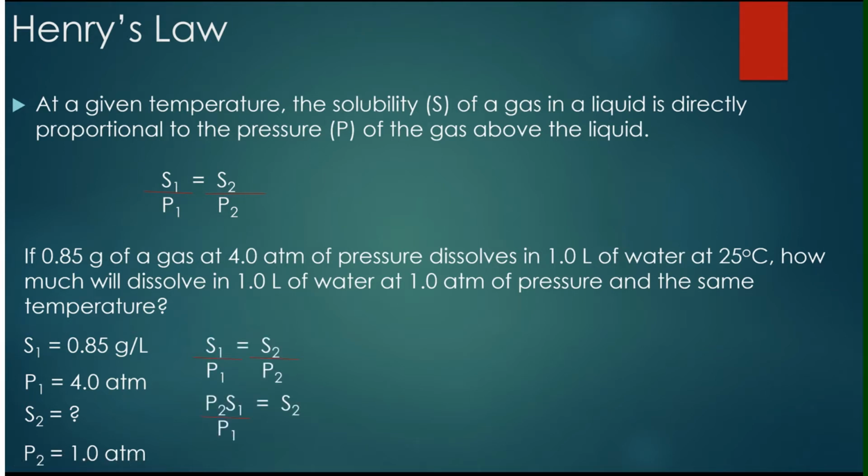So there's our formula. We want to isolate our variable. We're looking for S2. We'll multiply both sides by P2 in order to find that. Cool, we can plug in our variables and we can solve for S2 at 0.21 grams per liter.